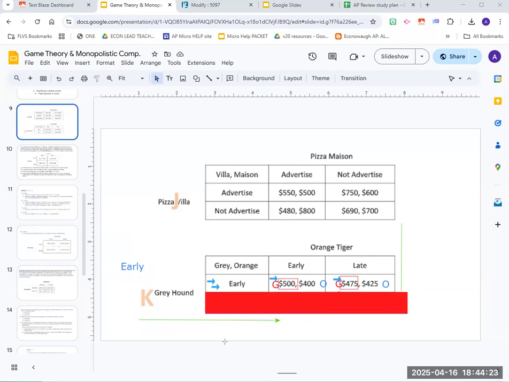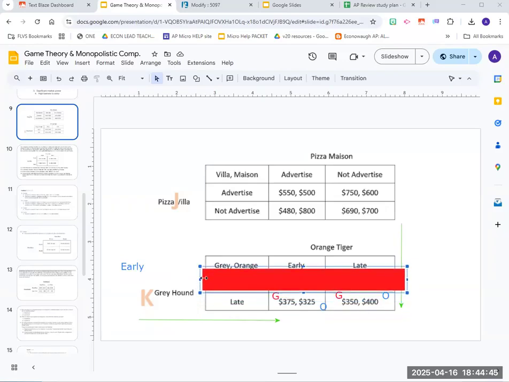So when Greyhound chooses an early departure, the top early row, the better O number is 425. 425 is better than 400. So I'm going to circle 425. Then when Greyhound chooses a late departure, which is the bottom late row, the better O number, don't get thrown off because we don't have G's circled here. The better O number, which are our second number in every single box, is going to be 400. 400 is better than that 325.